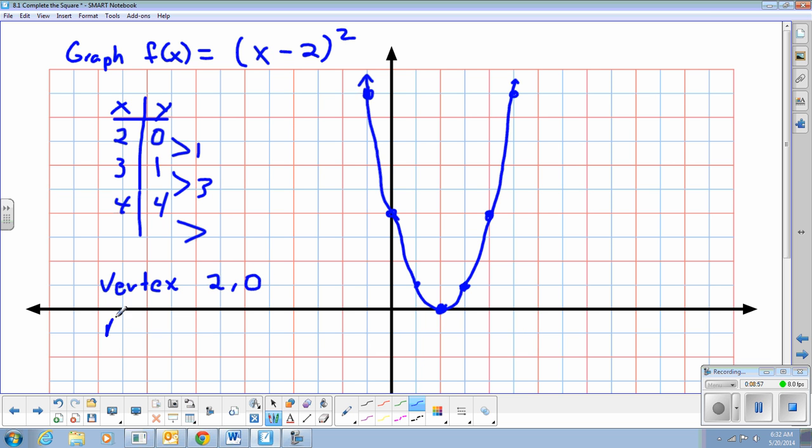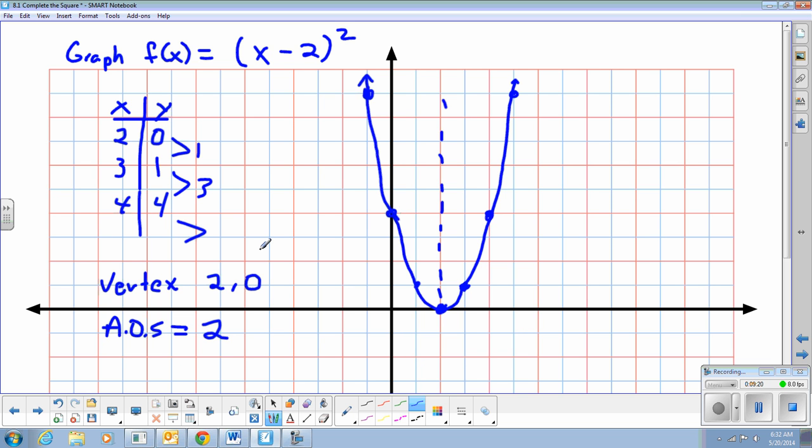And then the axis of symmetry, and you just label that AOS, happens to be the same as the x-coordinate of our vertex, so our axis of symmetry is positive 2, which happens to run right here. Okay, and if you notice, everything is the same space away on the right as it is on the left side of the parabola.